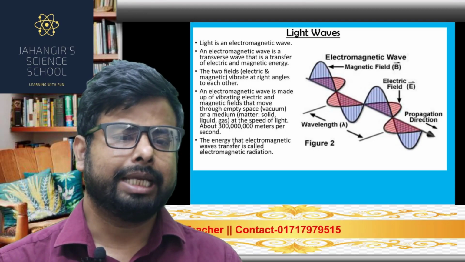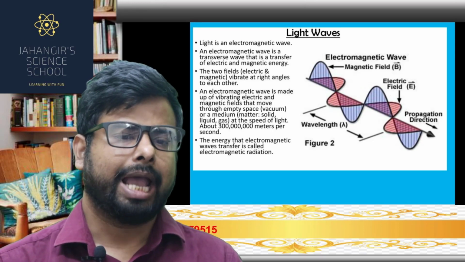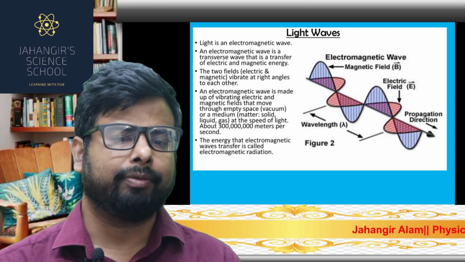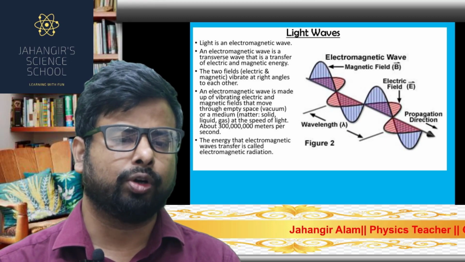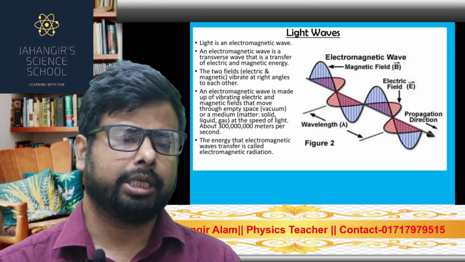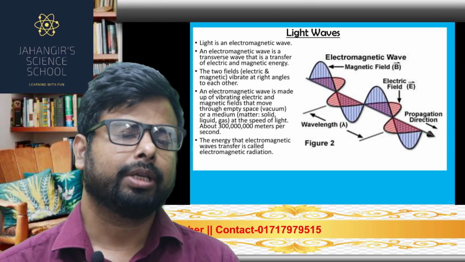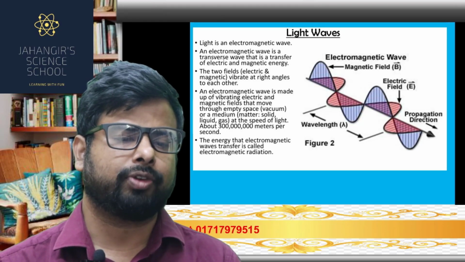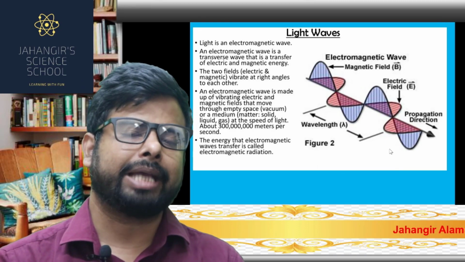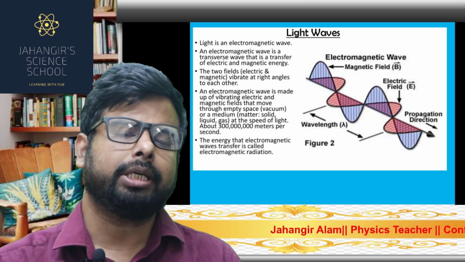The two fields, electric and magnetic field, vibrate at right angles to each other. An electromagnetic wave is made up of vibrating electric and magnetic fields that move through empty space, vacuum, or a medium, matter, solid, liquid, gas, at a speed of light about 3 × 10^8 meters per second. The energy that electromagnetic waves transfer is called electromagnetic radiation. Look at the diagram here. Here electric and magnetic fields are mutually perpendicular to the direction of propagation of the electromagnetic wave.